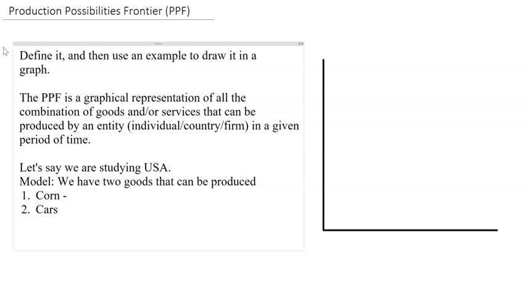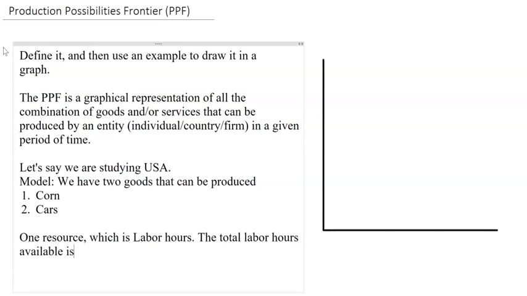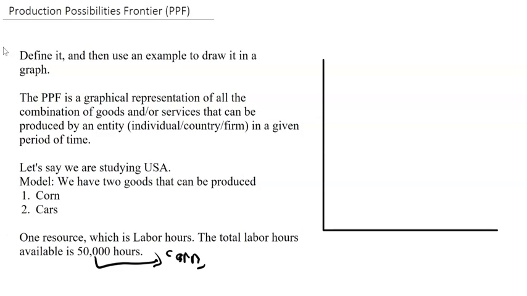Now, the next thing we need is a resource. What is available for us to produce the goods? Let's say we have one resource, which is labor hours. We have some total quantity of labor available in the US. Let's say 50,000 hours. Using these 50,000 hours, the US can produce either corn or cars, or some combination of corn and cars.